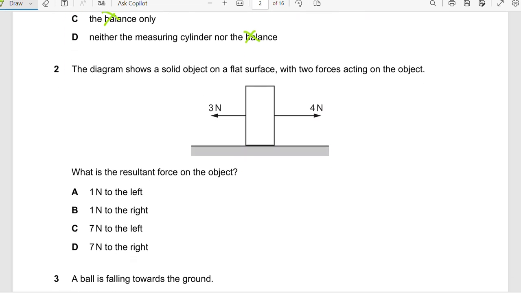Question 2, the diagram shows a solid object on a flat surface with two forces acting on the object. I have here 4 to the right, 3 to the left. Of course, we know we should subtract them because they are in opposite directions. So it's going to be 1 Newton. It's either A or B. And the direction, of course, we know that it will be with the largest one. So the answer is B, right?